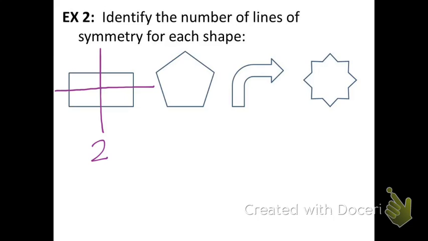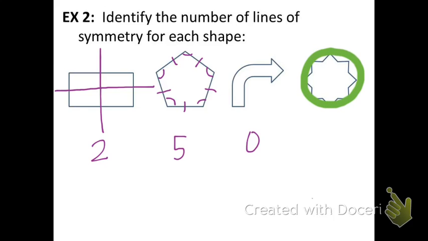And we decided that because all the sides are exactly the same length and all the angles inside are the same angles, that this would have 5 lines of symmetry. We looked at the next shape and said there are no lines of symmetry here, and then we got to the last one and we used this idea that if all those side lengths are the same, we're going to count how many times that shape touches our circle.